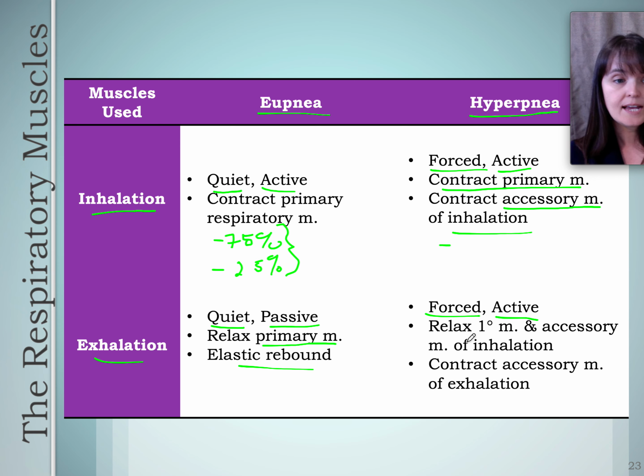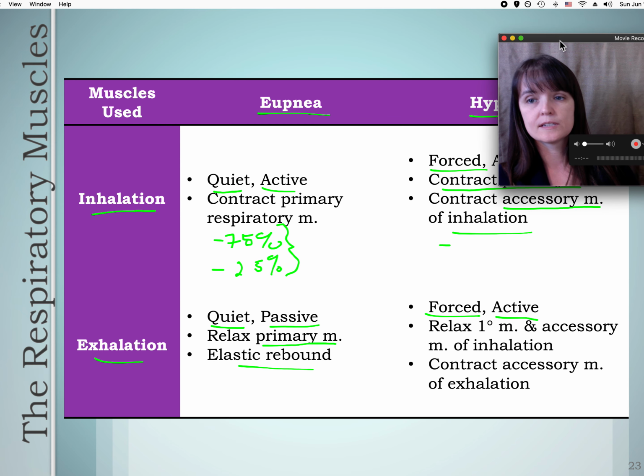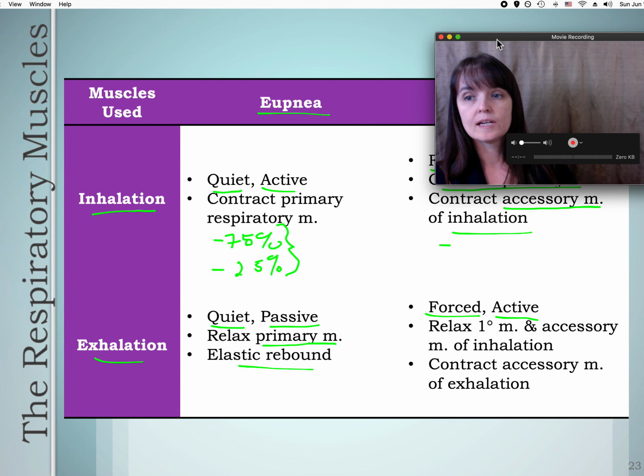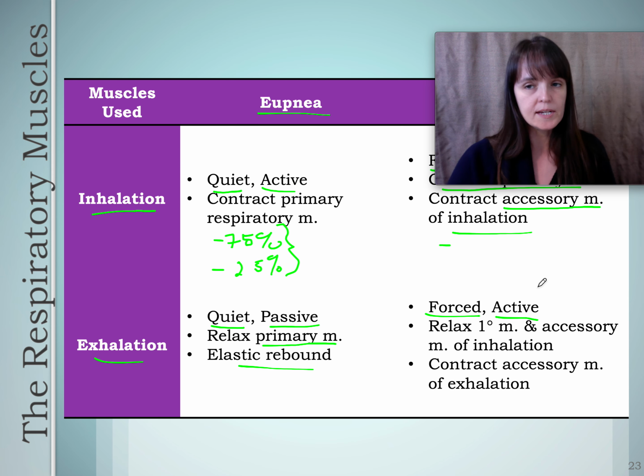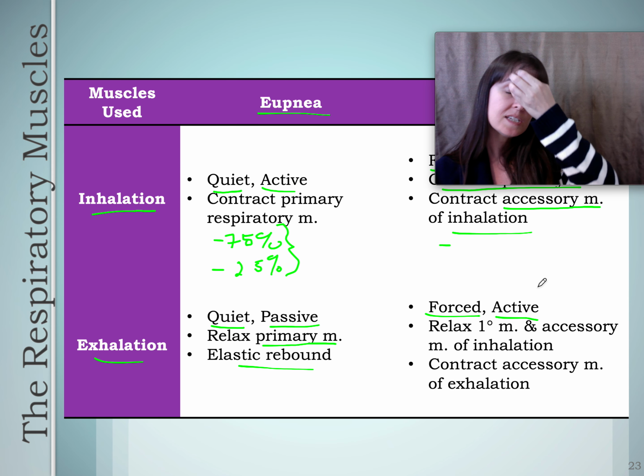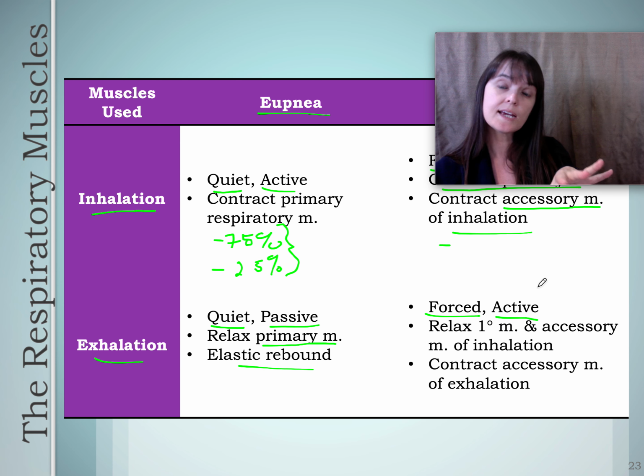And then exhalation is forced and active. So in hyperpnea, exhalation is forced and active. This is blowing out the candles on the birthday cake.